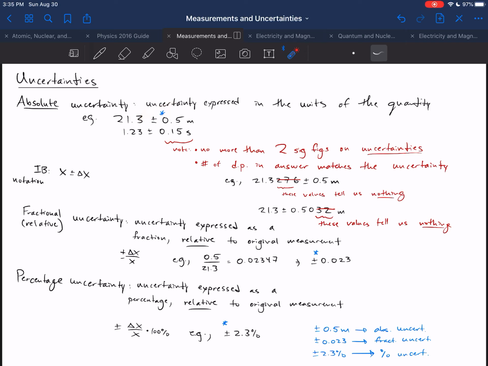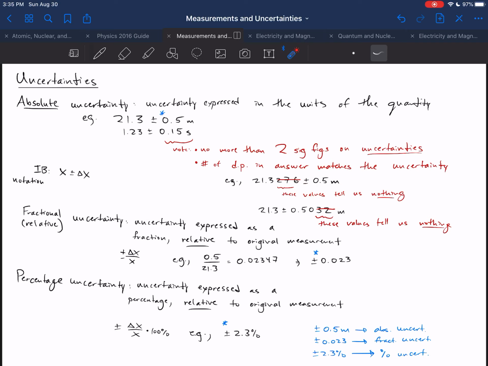As a result, any additional significant figures on the actual value don't tell me anything at all. So imagine that I wrote that number as 21.3276 plus or minus 0.5 meters. Notice that if this is the true uncertainty, these digits tell us nothing.